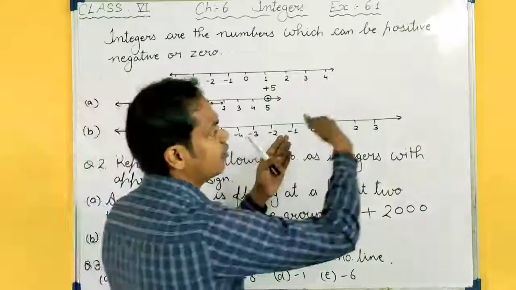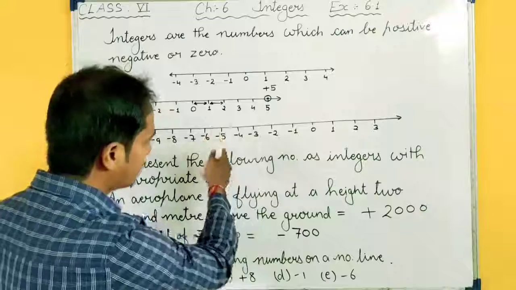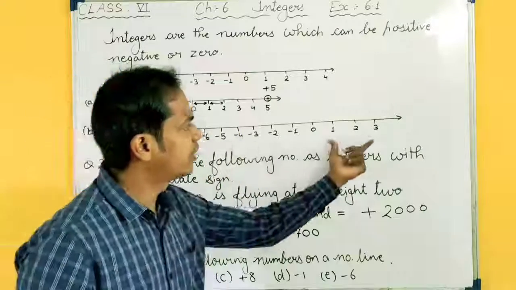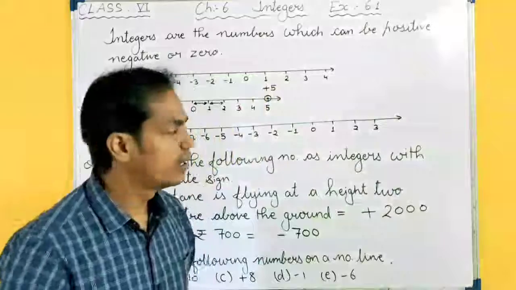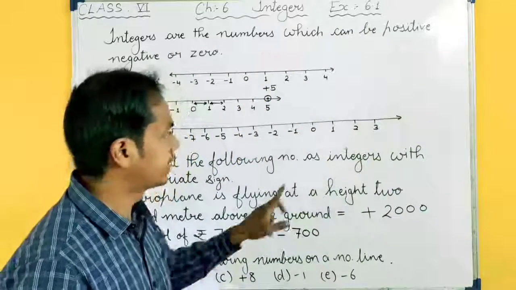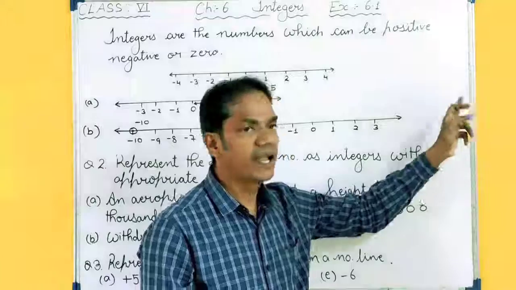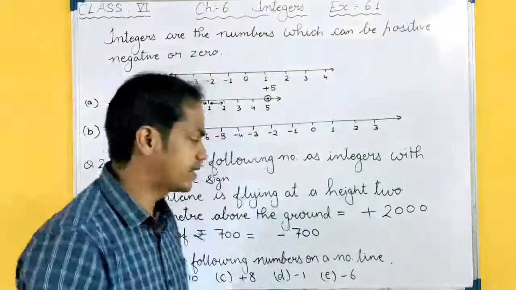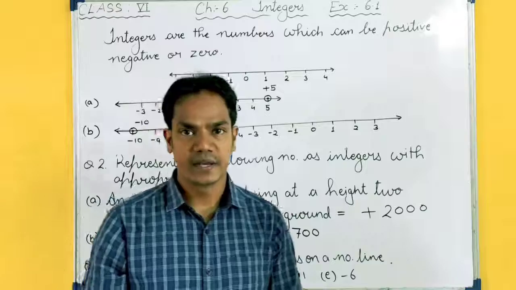Now plus 8. For plus 8 you have to go to the right side, so there is no need to draw the negative side too much. You have to extend the number line till the positive value plus 8: 1, 2, 3, 4, 5, 6, 7 and 8. Then you will mark plus 8. In the same way you can represent all the numbers on the number line.